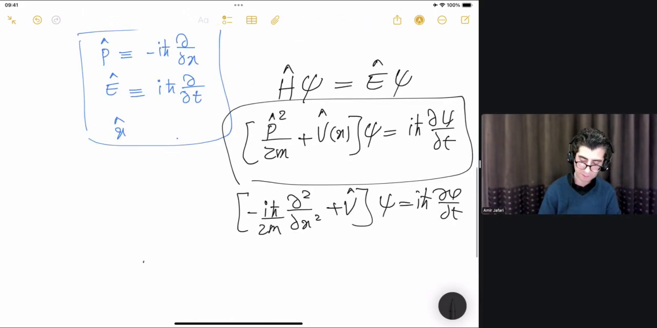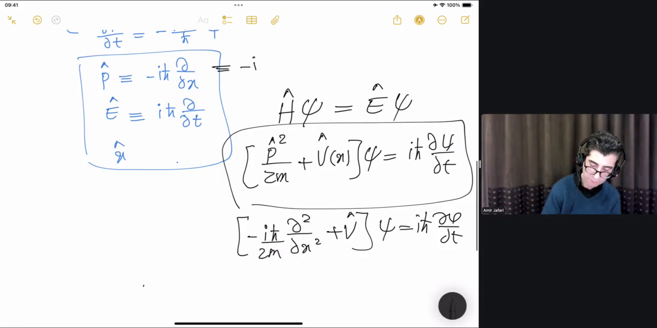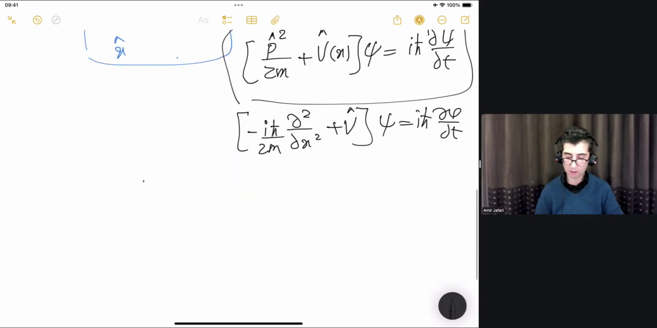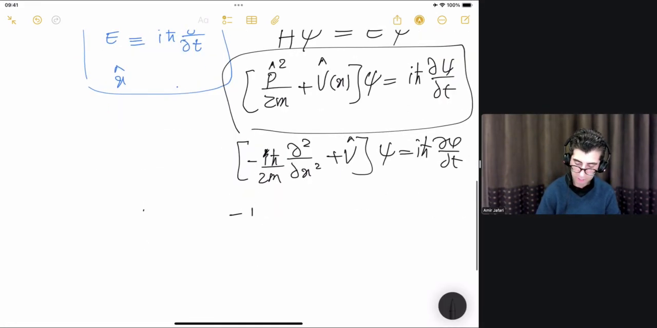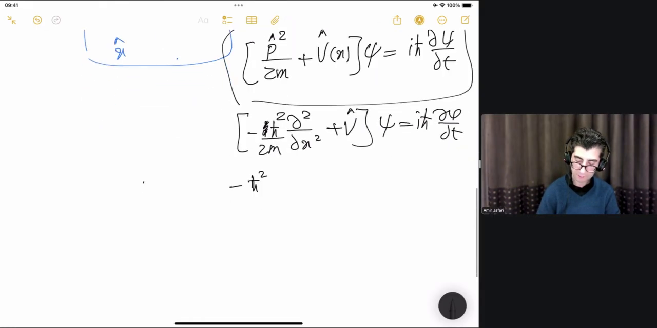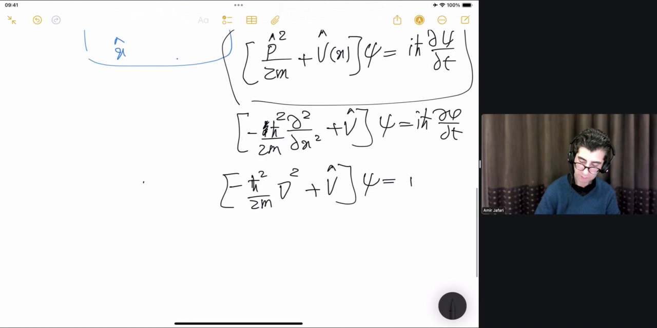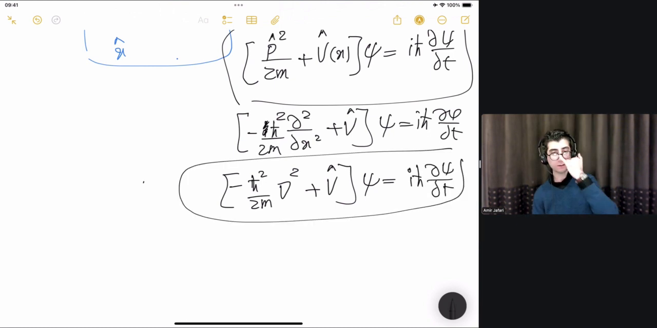In 3 dimensions, instead of this, you're going to get minus iħ, the gradient operator, derivative in 3-dimensional space. So finally you get, oh, sorry, there is no i here, because I'm squaring p. So you get this general equation in 3D: iħ ∂ψ/∂t, which is the Schrödinger equation. You are familiar with this. Okay. Again, I'm not deriving the Schrödinger equation. I'm reminding you of what we have here.